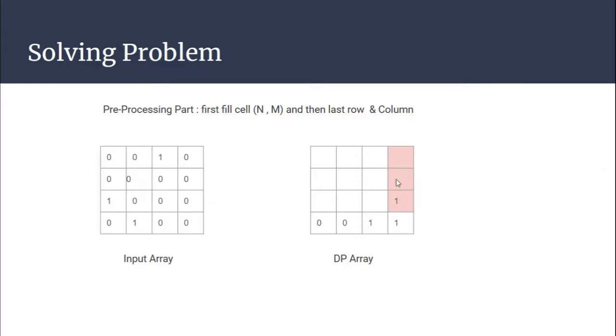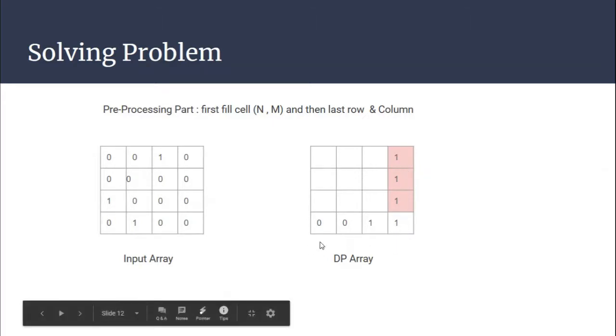Similarly for this, we'll see whether this cell contains any obstacle or not. No obstacle. And can we reach the terminating point from the next cell? The next cell must contain 1. The next cell contains 1, so this cell can be filled with 1. Similarly, this cell contains no obstacle, and from the next cell you can reach the terminating point. So from here you can also reach the terminating point.